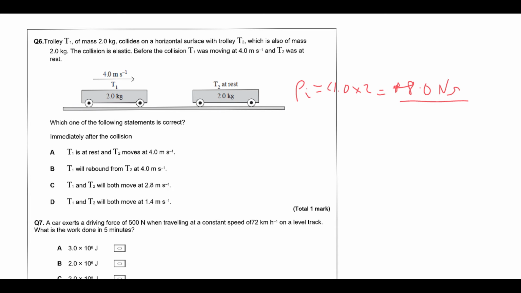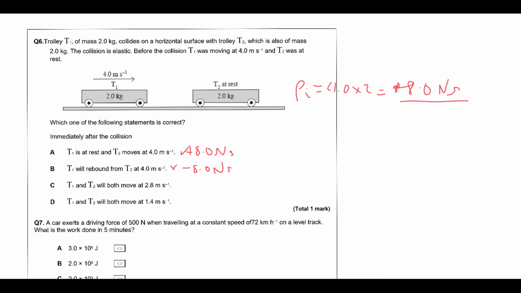If we look at option A, T1 becomes at rest and T2 moves at 4 meters per second. That would have a total momentum of 8 Newton seconds, so that statement is definitely possible. T1 will rebound from T2 at 4 meters per second. That would have a total momentum of minus 8 Newton seconds because it's in the opposite direction. That doesn't work. Both of them would move at 2.8.